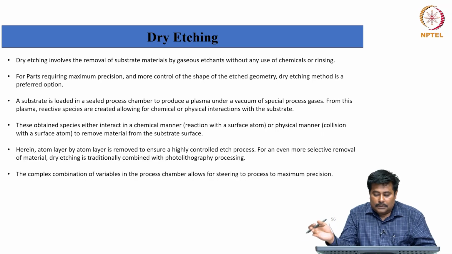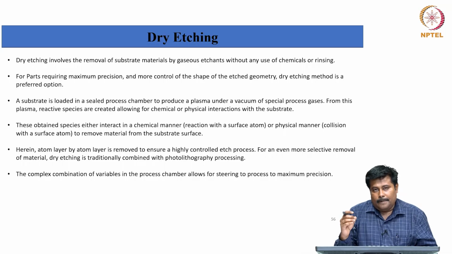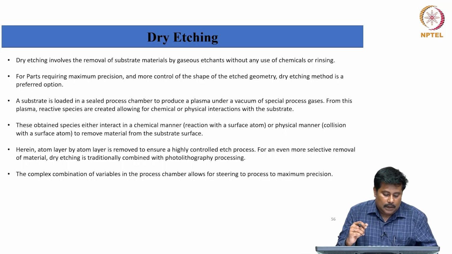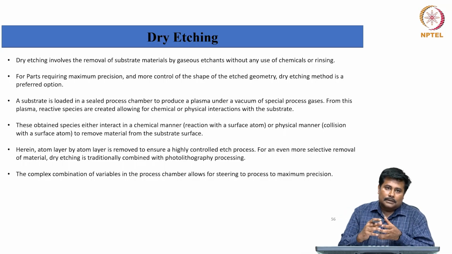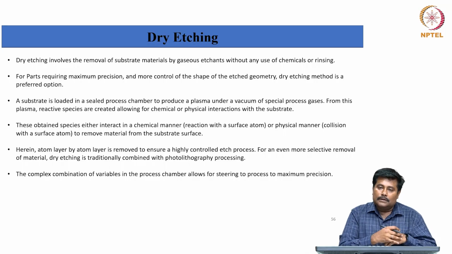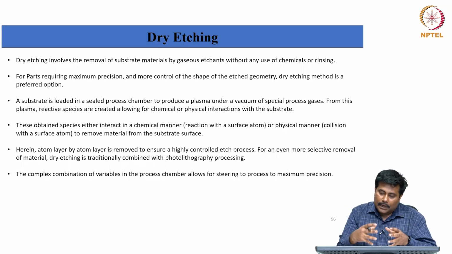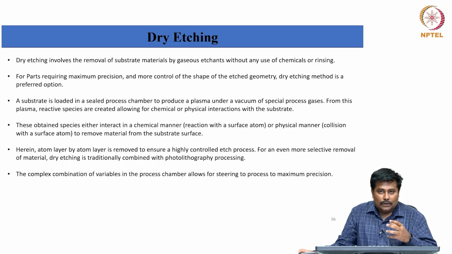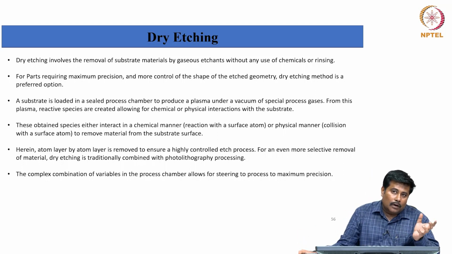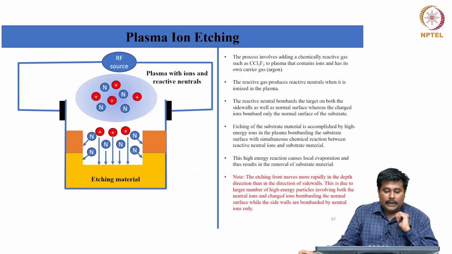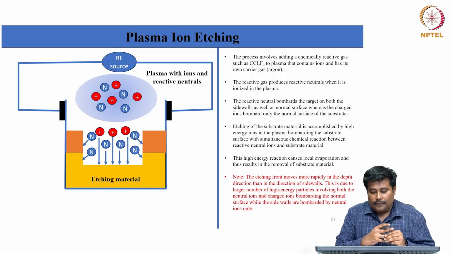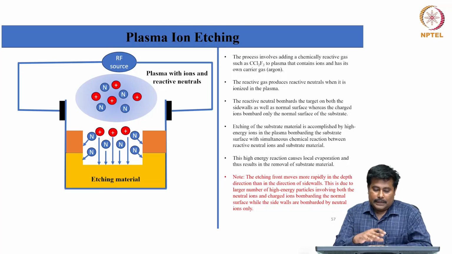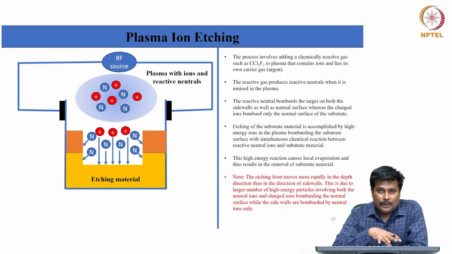For an even more selective removal of material, dry etching is traditionally combined with the photolithography process. These complex combinations of variables in the process chamber allow steering the process with maximum precision, which is considered one of the major advantages of the dry etching process. So, in the case of dry etching, let us take this simple plasma based process.